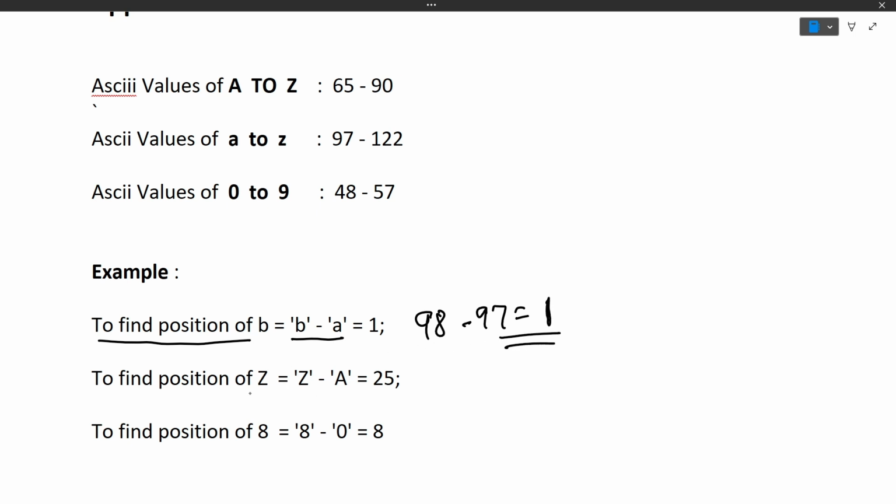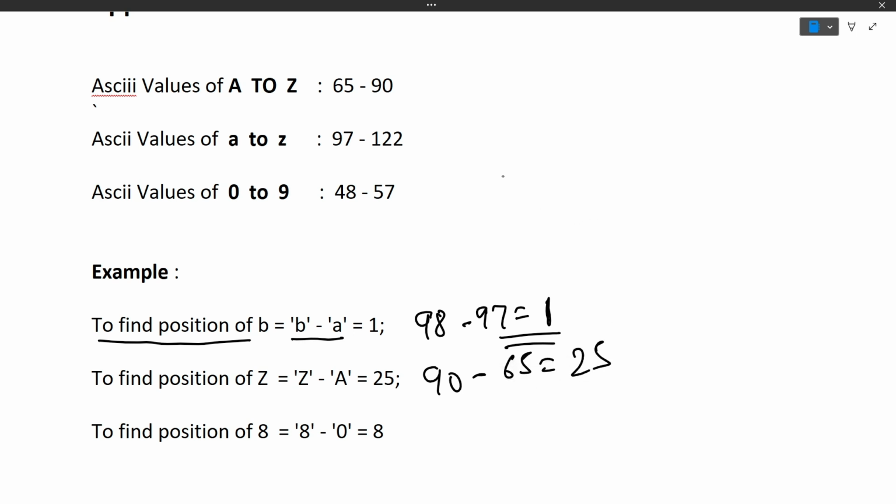Similarly, to find the position of capital Z, we are doing Z minus A. What is the ASCII value of capital Z? It is 90 minus the ASCII value of capital A, which is 65. So what is the position? It is 25. Okay.